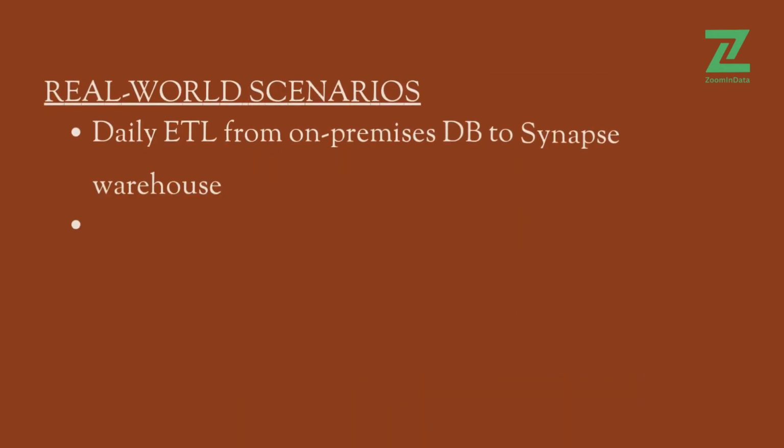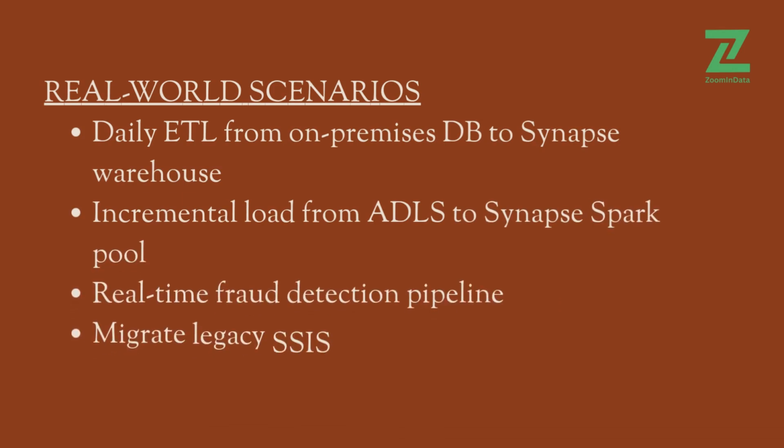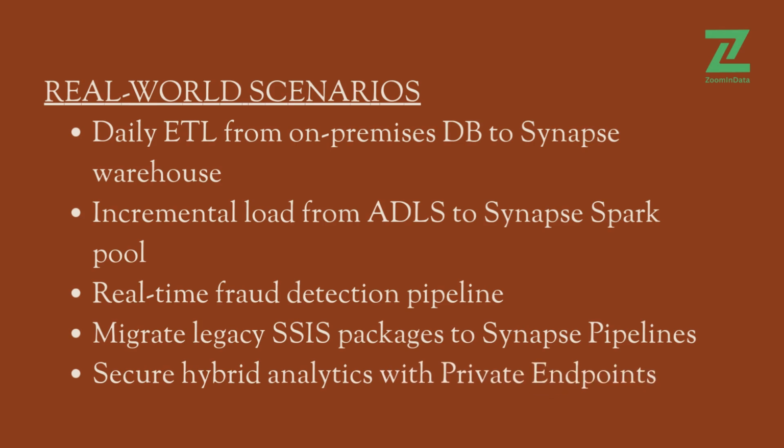In real-world scenarios, teams use this integration for daily ETL jobs pulling from on-premises databases into Synapse warehouses. Incremental loads from Azure Data Lake to Spark pools handle large-scale transformations efficiently. Real-time fraud detection leverages event-triggered pipelines. Many migrate legacy SSIS packages to modern Synapse pipelines for better scalability. And for secure hybrid analytics, private endpoints ensure safe connectivity without public exposure.